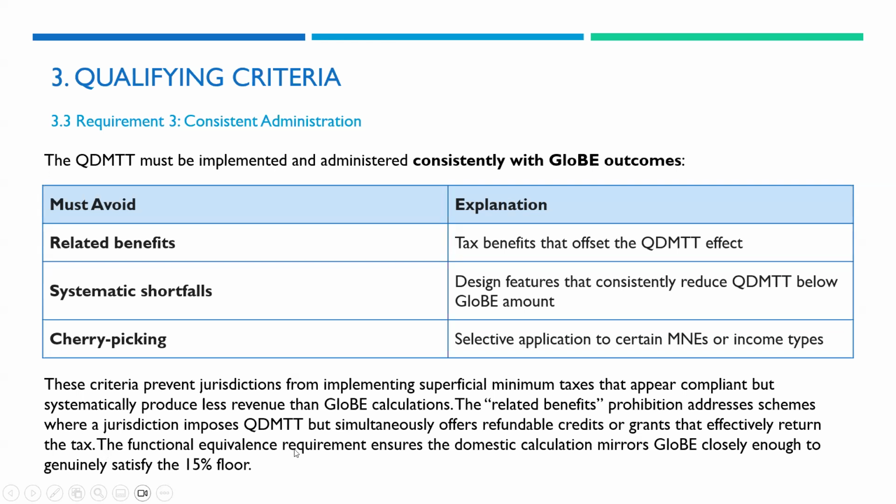The functional equivalence measurement requirement ensures the domestic calculation mirrors GloBE closely enough to genuinely satisfy the 15% floor. So it should closely mirror, but there are some permitted variations, like domestic groups under 750 million or a domestic accounting standard. That's all fine. But the main crux, the body of the things that we were discussing during the past 3 to 4 months, that should be consistent. So while you're doing the UAE QDMTT calculations, all the takeaways you got from this and the exams you're writing are going to be squarely applicable there also.